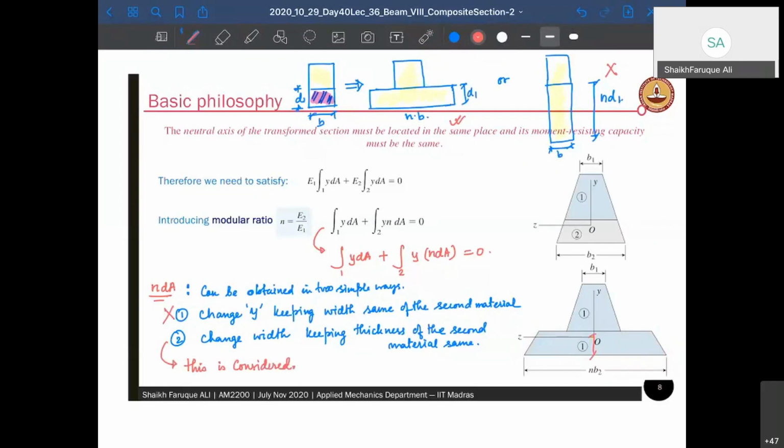Next thing is, you may ask me, sir, why am I making an equivalent section of 2? Why can't we make it for 1? Yes, you can do it. You follow the same thing. Instead of making it like this big, you can make it also something like this.